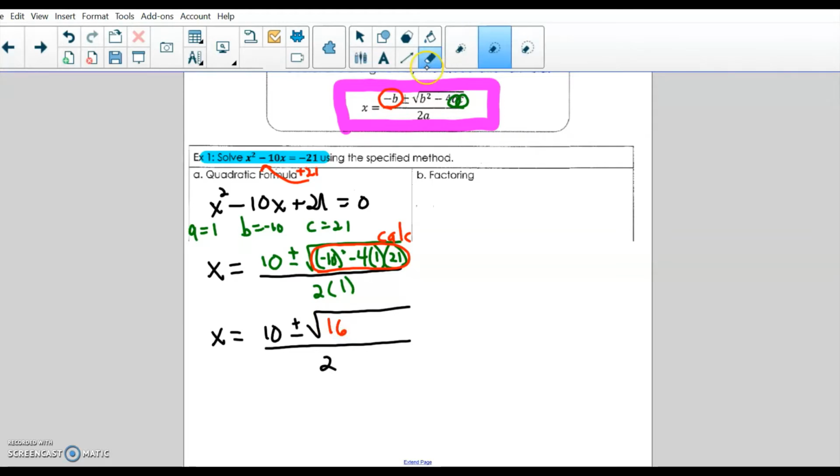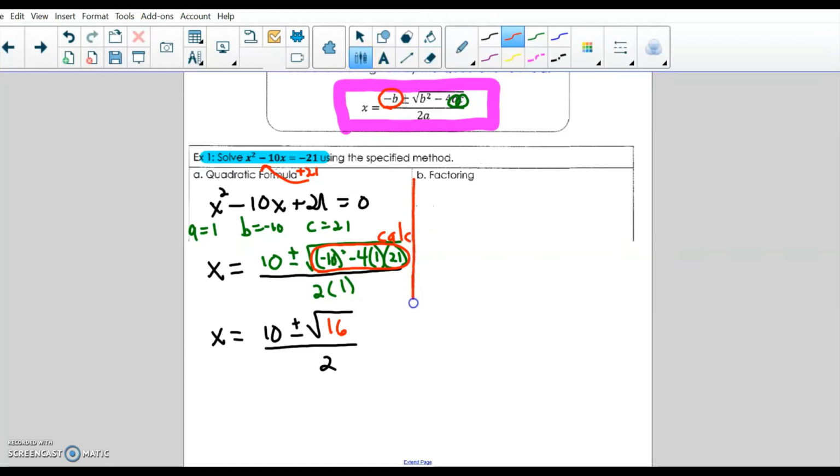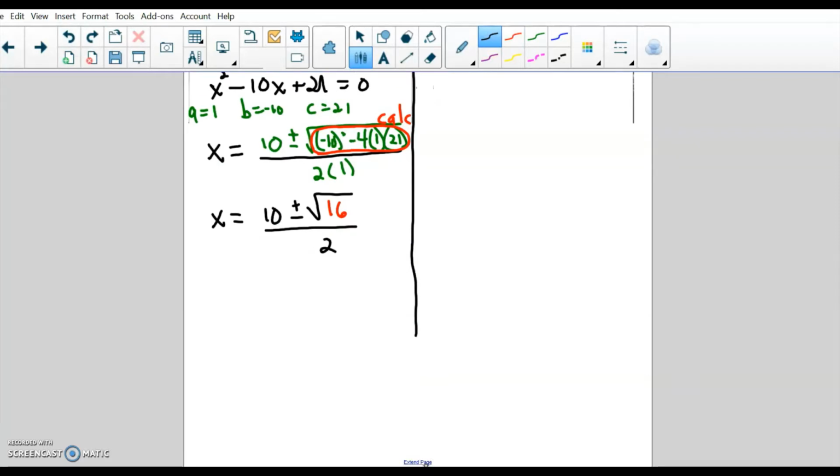And so what that allows me to do is kind of clean this up a little bit, make that a little bit smaller. And so we are going to take the square root of that 16. You get 10 plus minus 4 all divided by 2. Now one of the things that we'll notice here is that the 10 and the 4 can actually be added and subtracted. So we're going to get rational answers here.